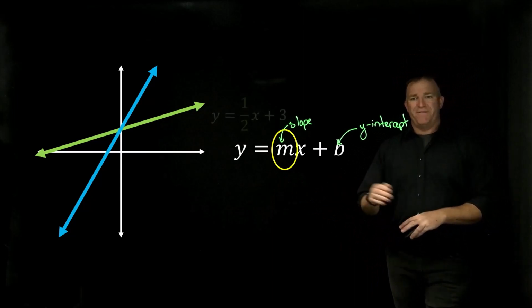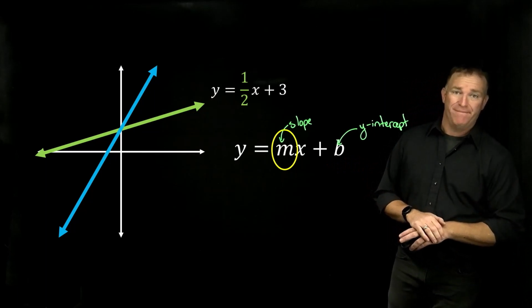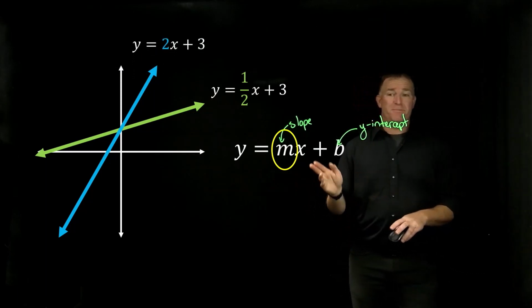Okay? So if the first line has an equation like y equals 1/2 x plus 3, then the second line might have an equation that's similar but with a slope of 2.